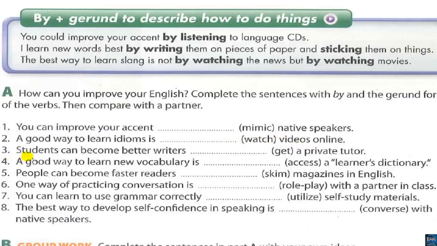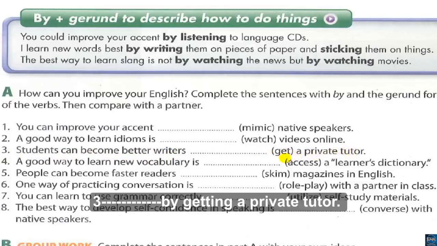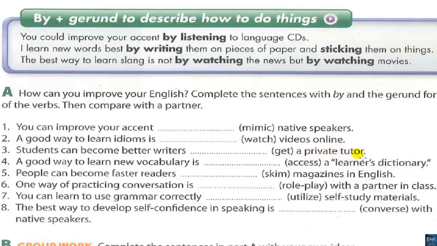Number 3, students can become better writers. Writers, American, British, writers. Students can become better writers by getting a private tutor. Tutor, American, British, tutor. 4, a good way to learn new vocabulary is by accessing a learner's dictionary.